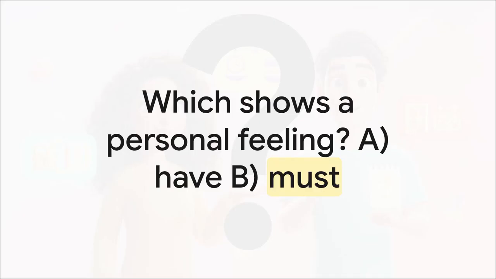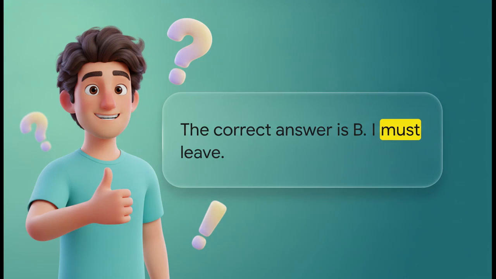Let's test your understanding of outside rules versus inside feelings. Which sentence shows a strong personal feeling? A, I have to leave. Or B, I must leave. Say your answer out loud for me. The answer is B, I must leave. Excellent work. You are making really great progress.